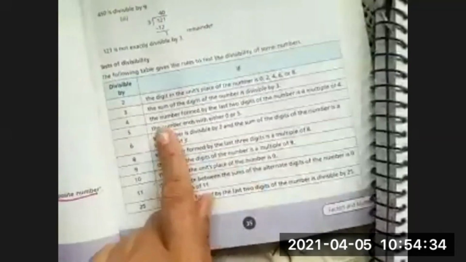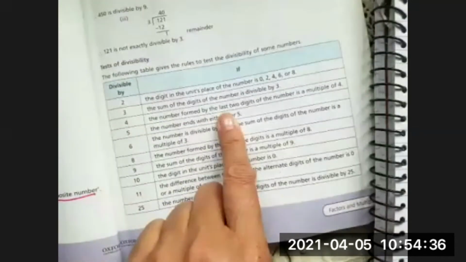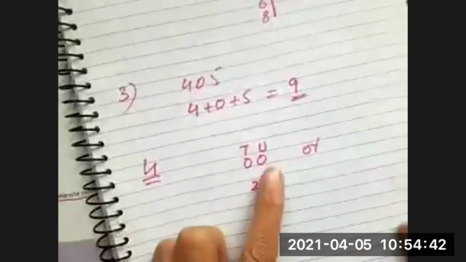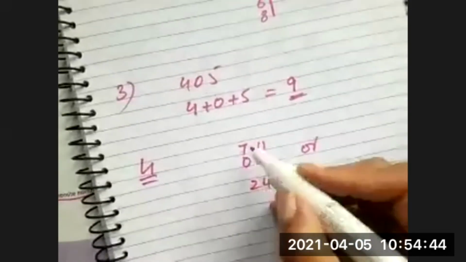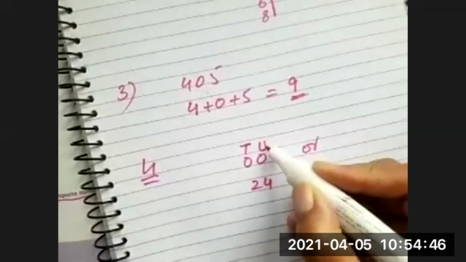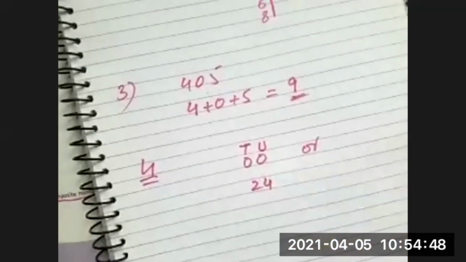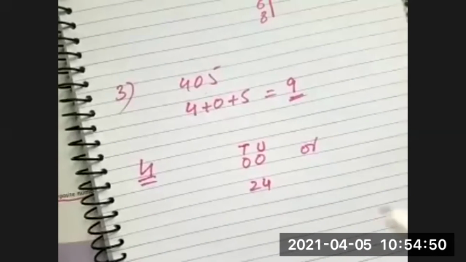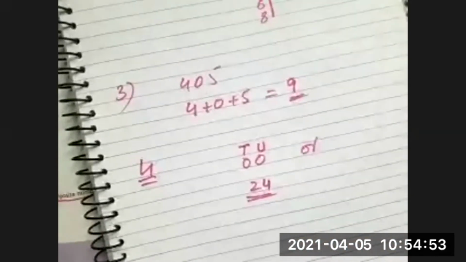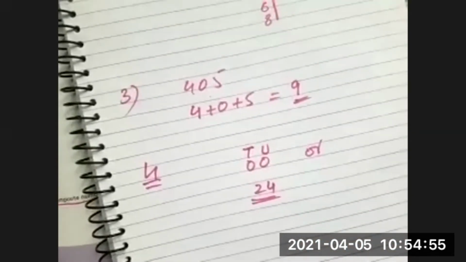Written in the book, the number formed by the last two digits of the number is a multiple of 4, or the last two digits comprise zeros. So you can say that if there is a 0 in units and 0 in the tens places, or the number formed by the units and tens places is a multiple of 4, the number is divisible by 4.